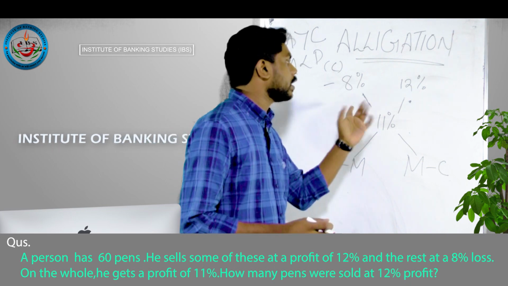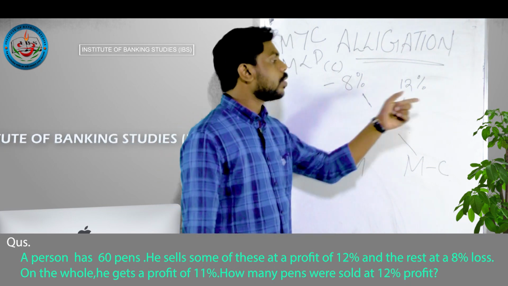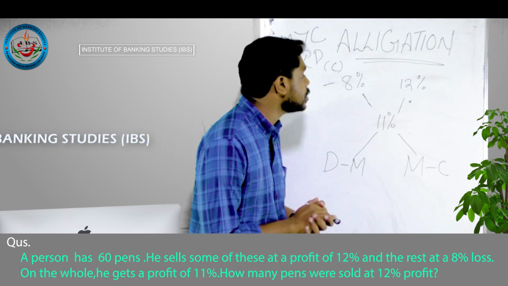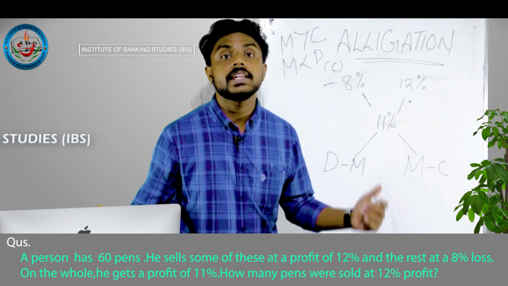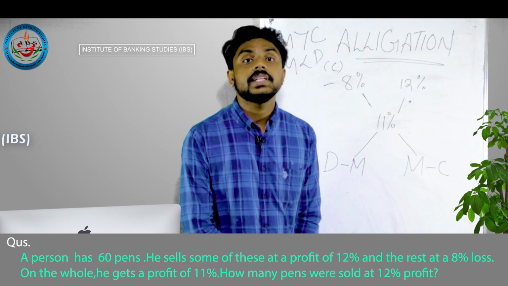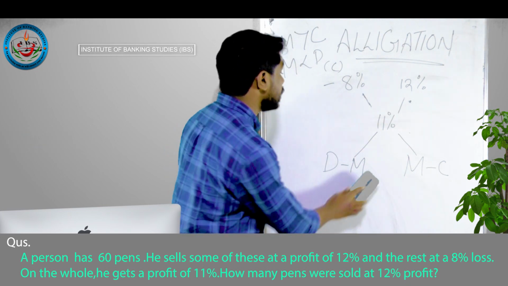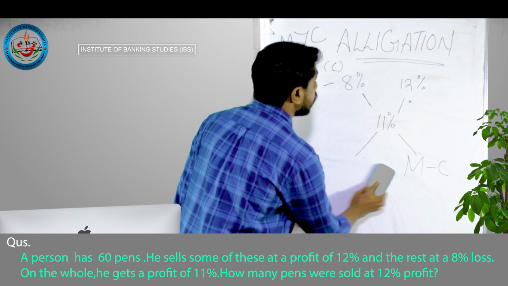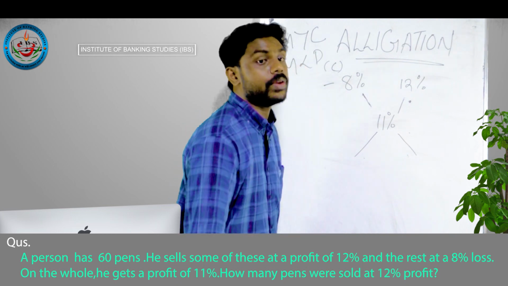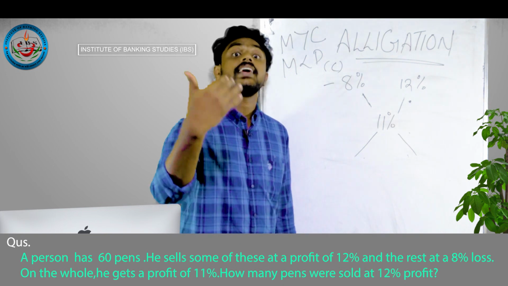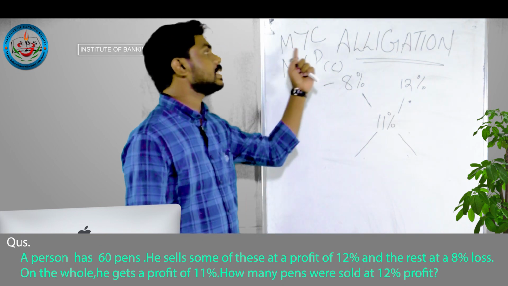Okay, let us move to how we are going to solve this through allegation. We know the cheaper quantity is -8%, the dearer quantity is +12%, and our mean value is 11%. Now we are going to solve this through our method of allegation. We already discussed that the cheaper quantity is always less than the mean value and the dearer quantity is always greater than the mean value.